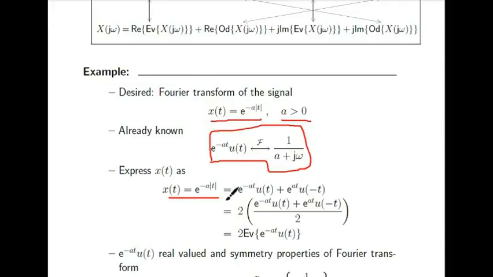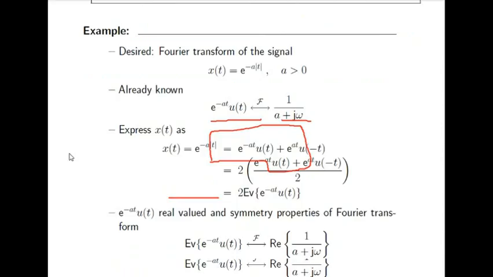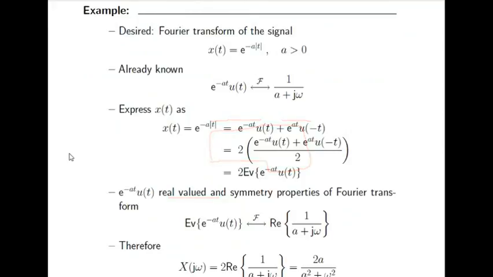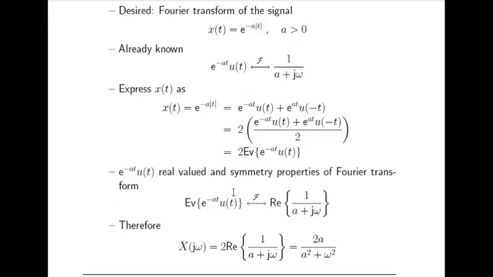e^(−a|t|) will be e^(−at) u(t) + e^(at) u(−t), or twice of [e^(−at) u(t) + e^(at) u(−t)]/2, which is the even part of e^(−at) u(t). So with the help of this table, I can find out the result for this signal directly. The even part of e^(−at) u(t) will have the real part of 1/(a + jω) as its Fourier transform. Therefore X(jω) for this signal will be twice the real part of 1/(a + jω).